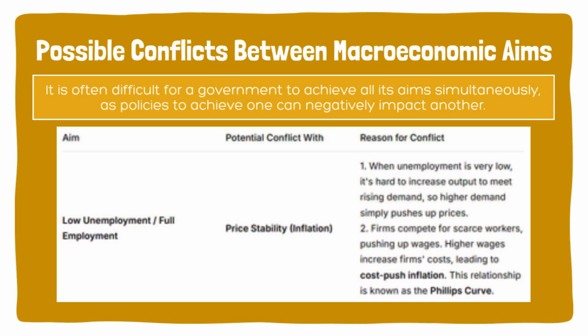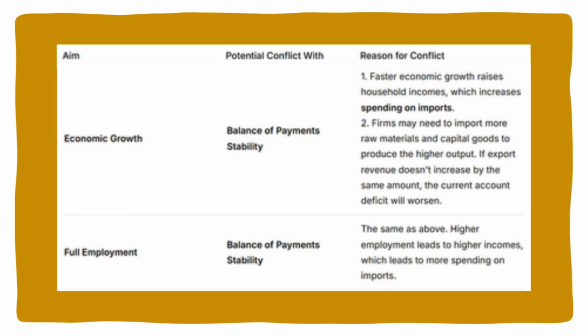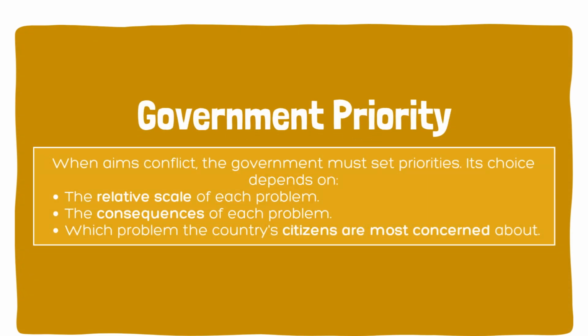Finally, there may be conflicts between these macroeconomic aims. For example, achieving low unemployment may lead to higher inflation, as increased demand for labour pushes up wages and costs. Similarly, economic growth may worsen the balance of payments if rising incomes lead to increased imports. Because of these trade-offs, governments often have to prioritise certain objectives over others based on the economic situation and public concerns. Overall, managing the macroeconomy involves balancing these competing aims to achieve sustainable and stable economic performance.